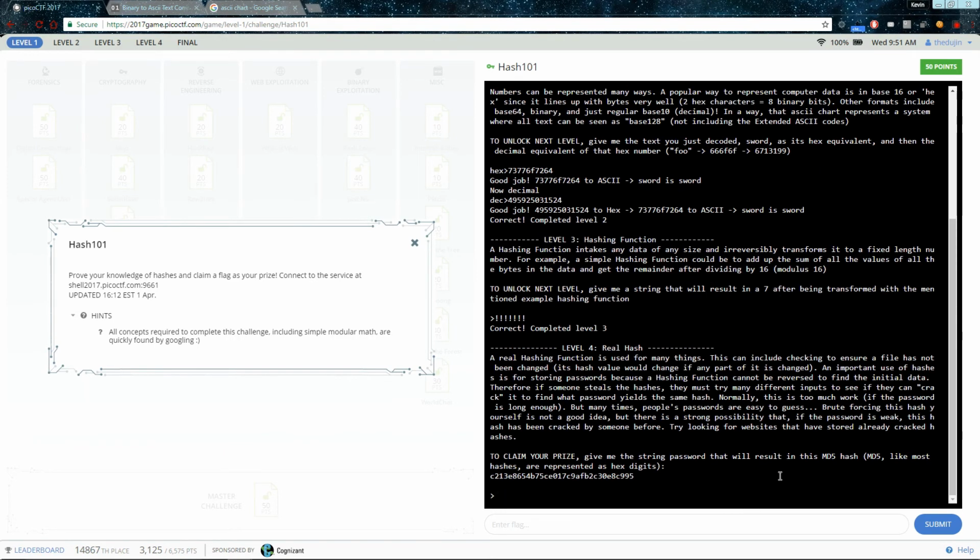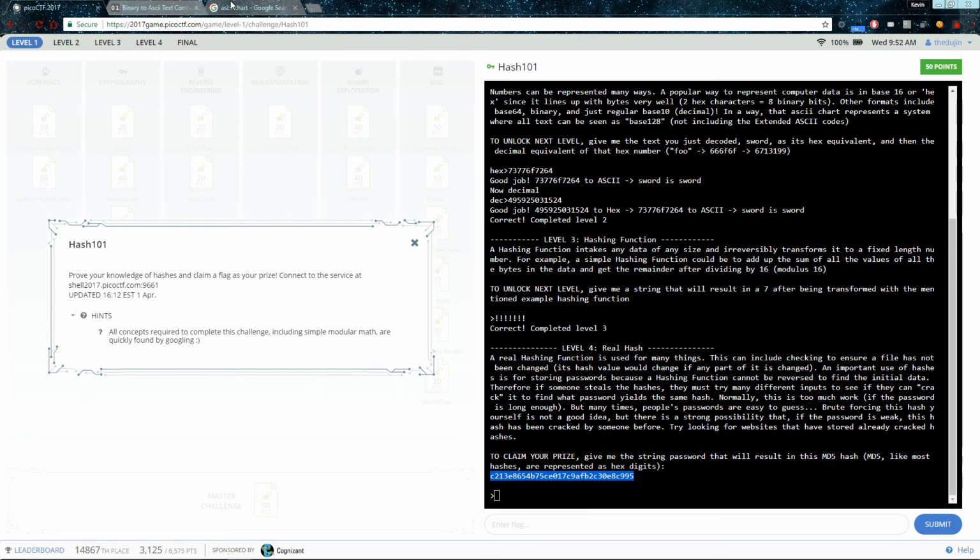So that's level 3. So level 4 introduces us to a real hash function and explains what these hash functions would do, like securing passwords, etc. And it gives us an MD5 hash. MD5 is a type of hashing function, and it asks us to find the string password. And it hints to us that the password that corresponds to this hash is weak and is probably stored online in some cracked hashes database.